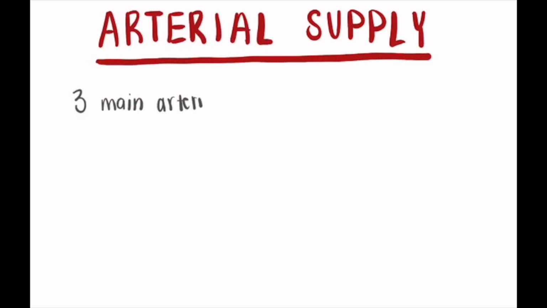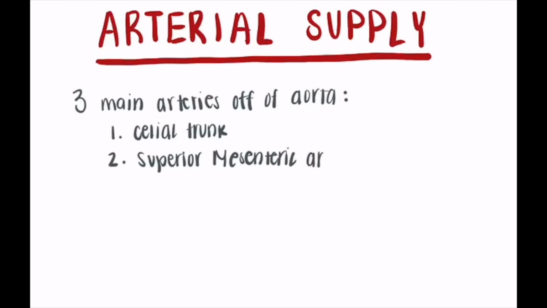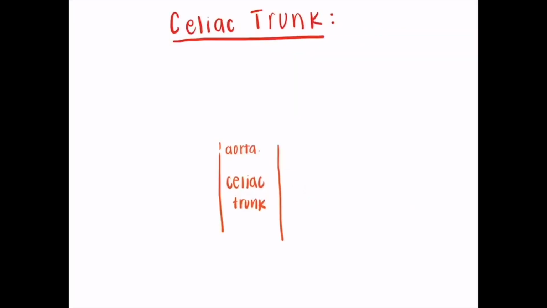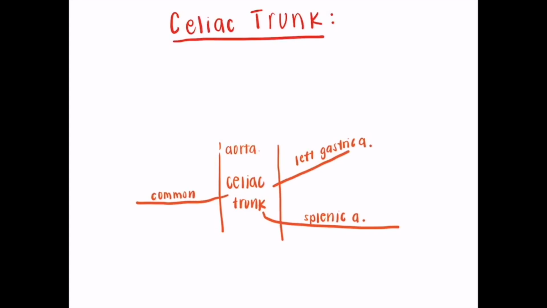The arterial supply has three main arteries off of the aorta: the celiac trunk, superior mesenteric artery, and inferior mesenteric artery. The celiac trunk provides the foregut, the superior mesenteric provides the midgut, and the inferior provides the hindgut. First, the celiac trunk gives off three arteries: the left gastric artery, splenic artery, and common hepatic artery.